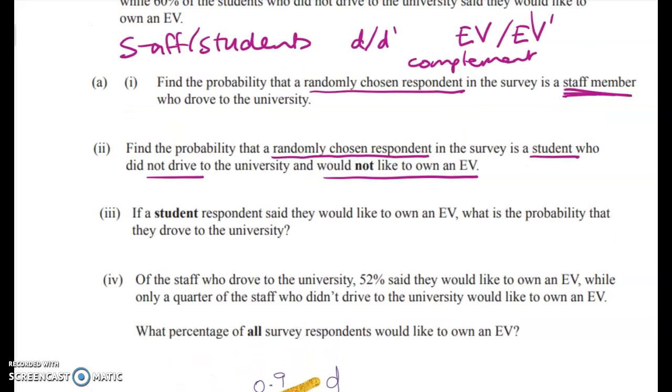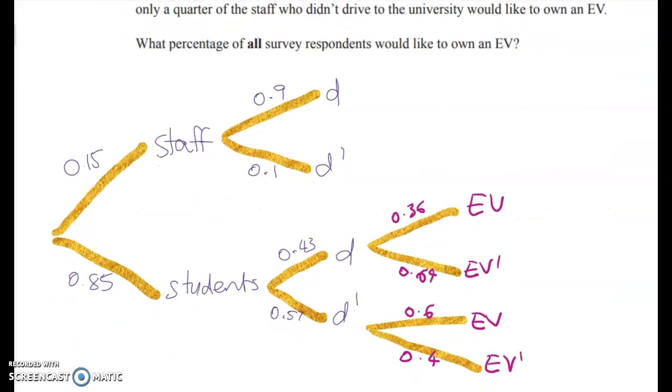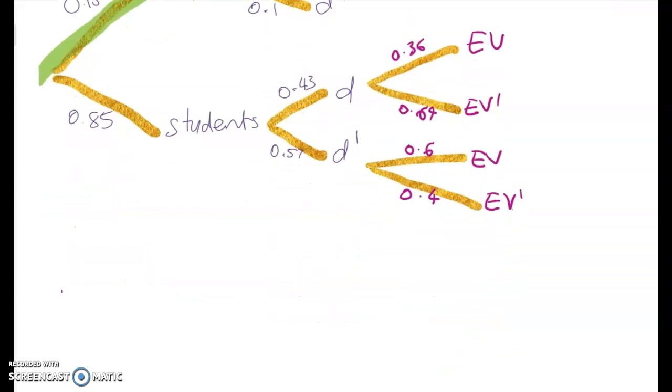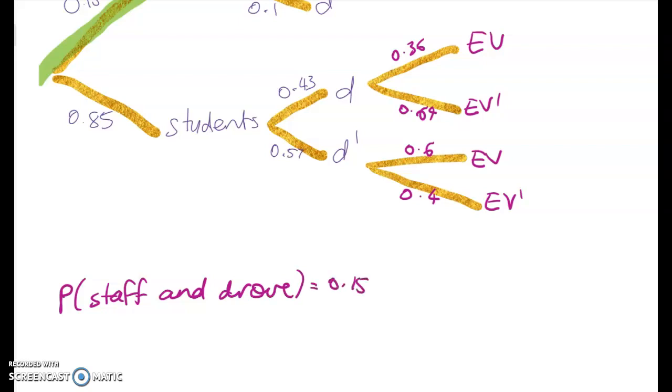We want a staff member who drove to the university. So that's this branch here, staff member, and they drove. So probability of staff and drove is equal to 0.15 times 0.9, which I think gives us 0.135, right? That's not surprisingly just a little achieved question. The second one is also achieved.